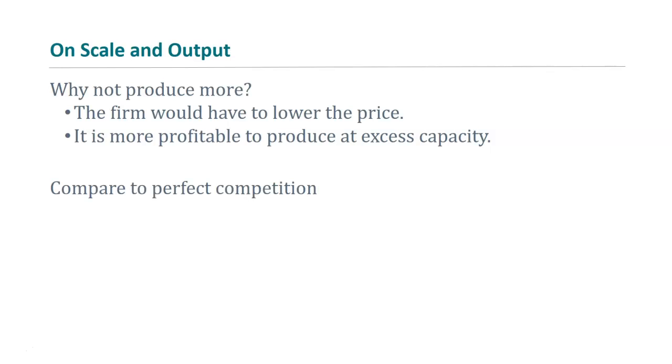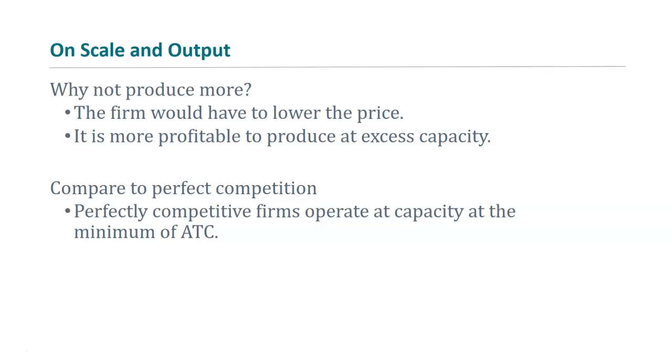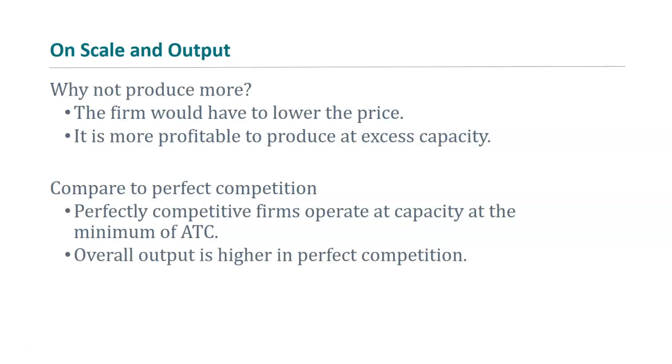So compare that to perfect competition. In perfectly competitive firms, they're able to operate at capacity at the minimum of average total cost, because when they change their level of output, they don't have to change their price. And so they can produce more, lowering their costs while not affecting their revenues. So of course they'll do that, and they'll go to that point where their average total cost is minimized. The overall output then is higher in perfect competition than it is in monopolistic competition.